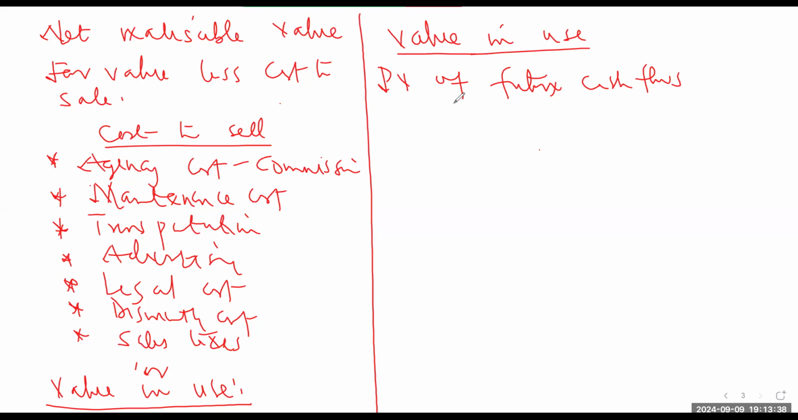The present value of the future cash flows from the continual use of the asset. So the value in use is the present value of the future cash flow from the continuous use of the asset. So how do we determine the future cash flows?